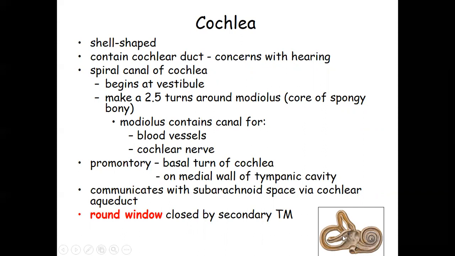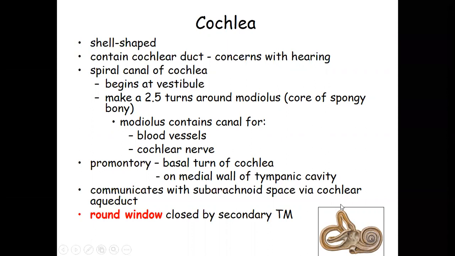It makes 2.5 turns around the modiolus. What is the modiolus? It is a core of spongy bone. In the middle here, we have the modiolus, a core of spongy bone. Whenever it turns around like this, it forms one core structure, and this core structure is known as the modiolus.